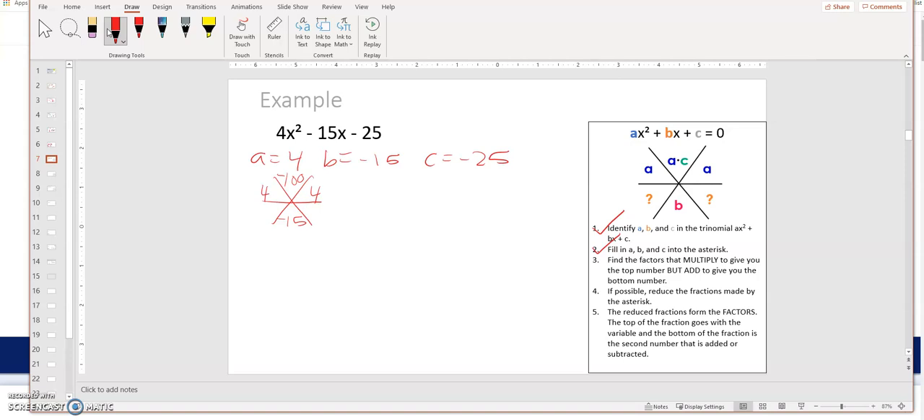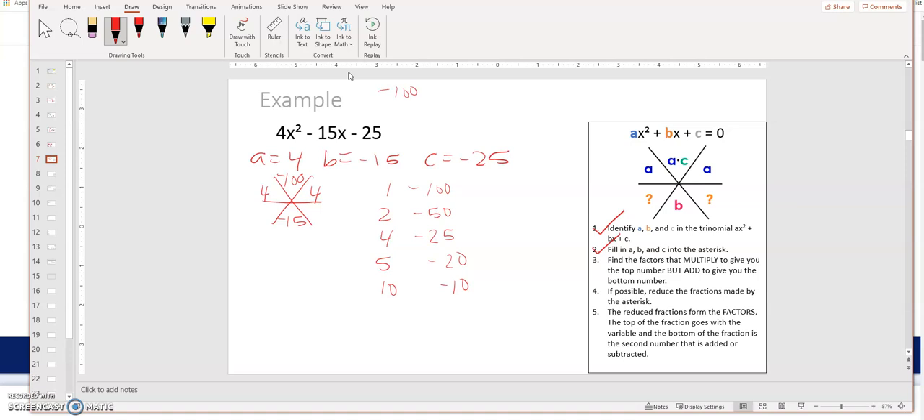All right, so let's list out. Step 3, find the factors that multiply to give you the top number. Let's list out the factors that give me -100. So I'd have 1 and -100, 2 and -50, 4 and -25, 5 and -20, 10 and -10. And if you're wondering how I got these, what you can do is take -100 and just start. So divide it by 1. Does it give you a whole number? Yes. Okay, those are factors. Divide it by 2. Does it give you a whole number? Yes, those are factors. Divide it by 3. Does it give you a whole number? No, it gives you a decimal, so it's not a factor.